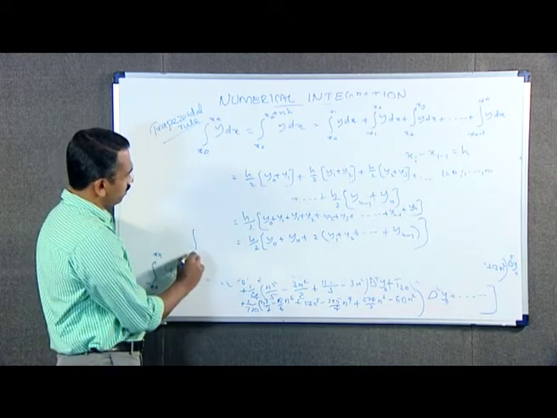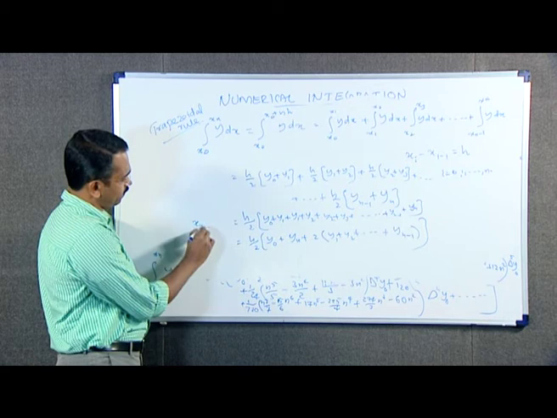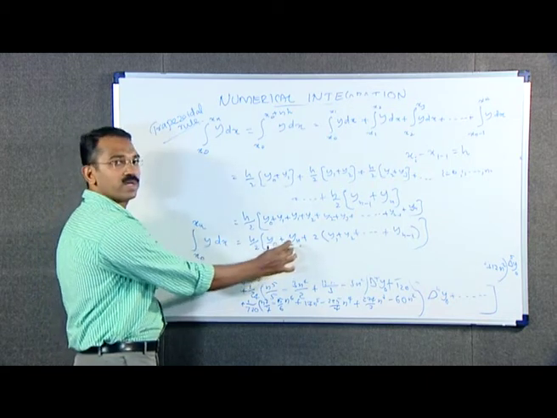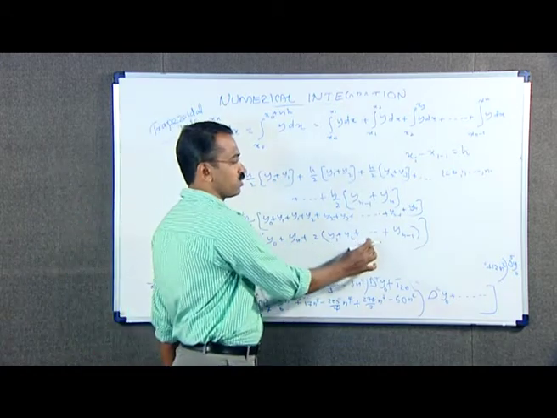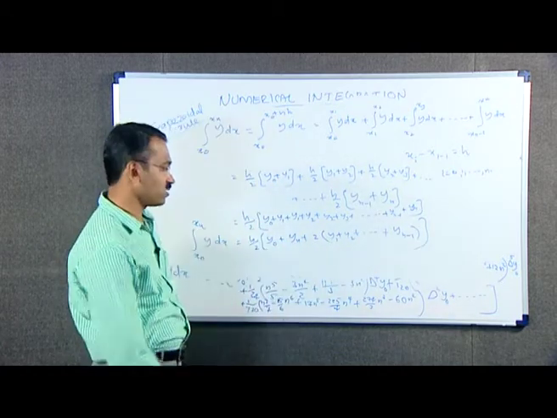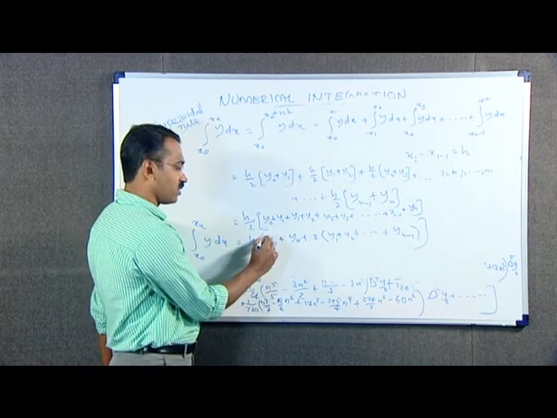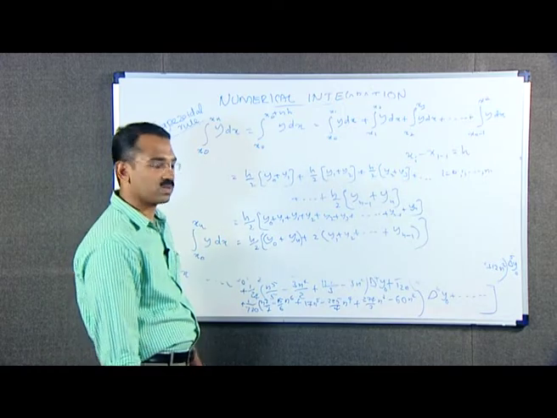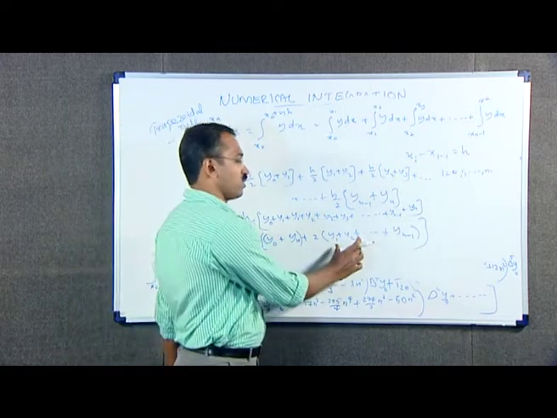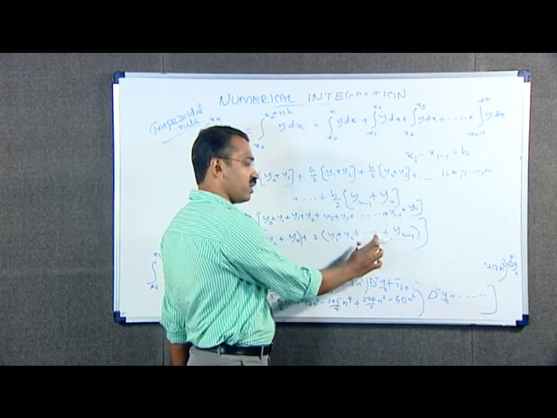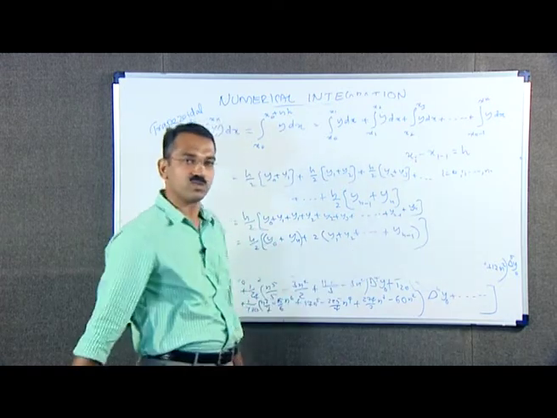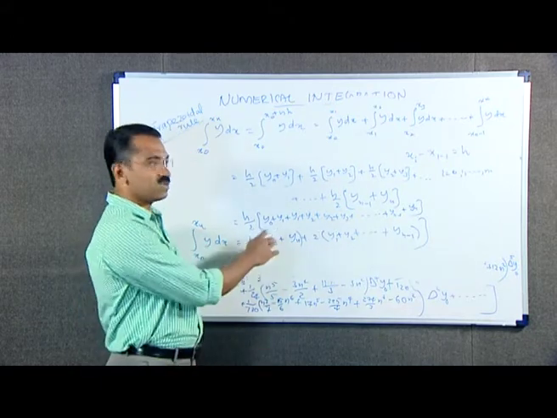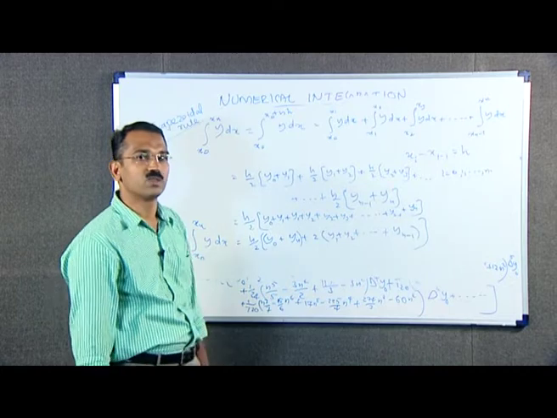That is, the integral from x0 to xn of y dx is equal to h/2 into [(y0 + yn) + 2 times (y1 + y2 + etc. + yn−1)]. That is, we are adding the first and last ordinates y0 and yn, and we are adding the remaining ordinates y1 to yn−1 and multiplying by 2. This is known as the composite trapezoidal rule.